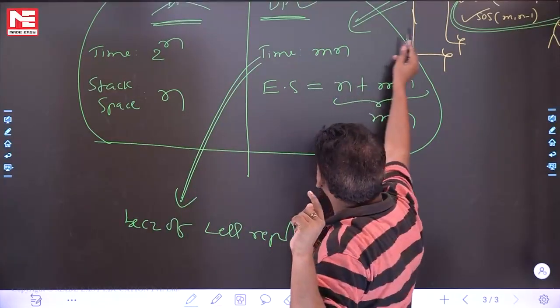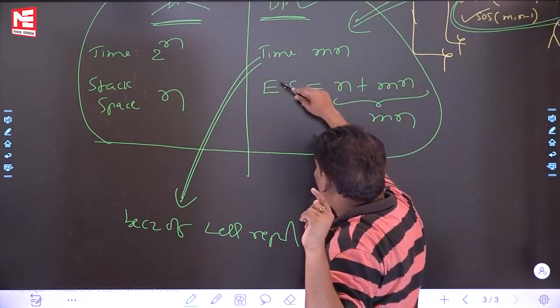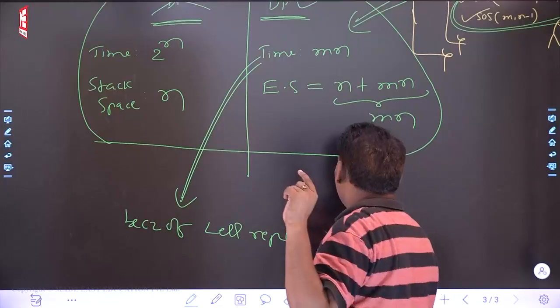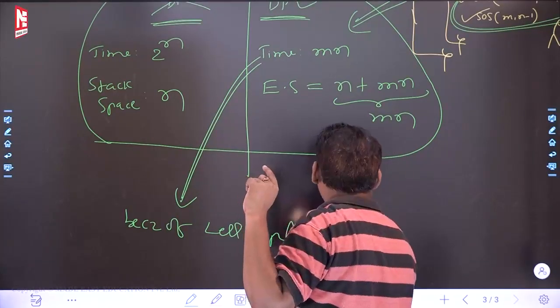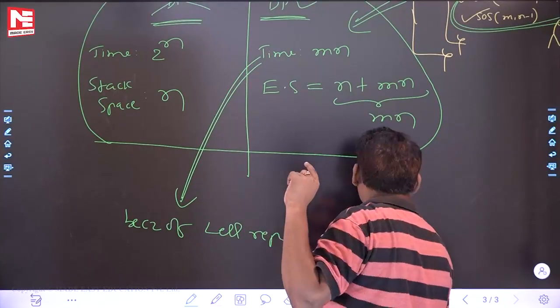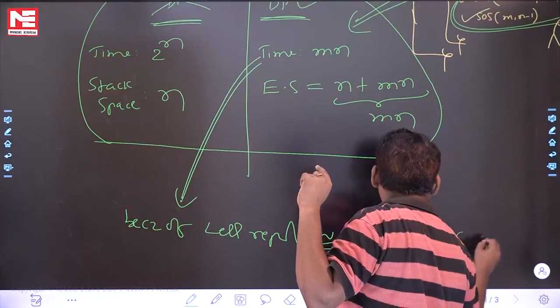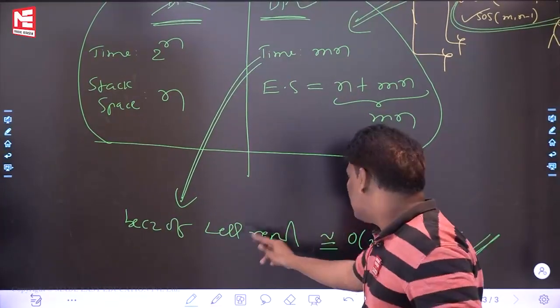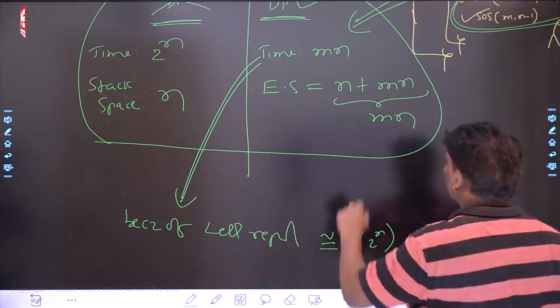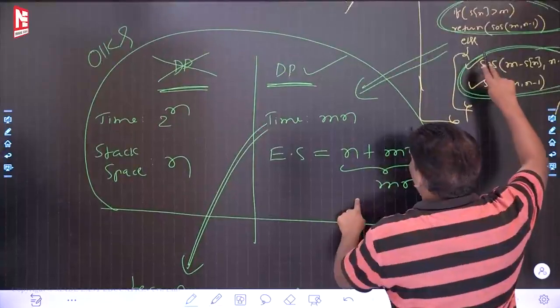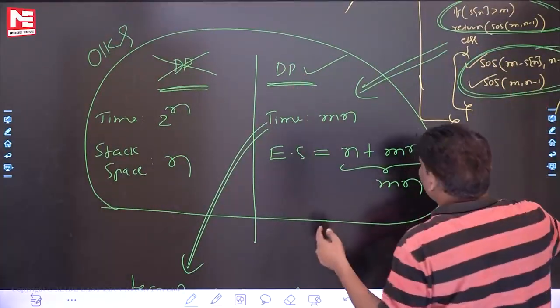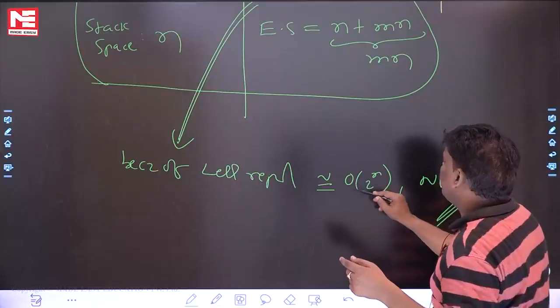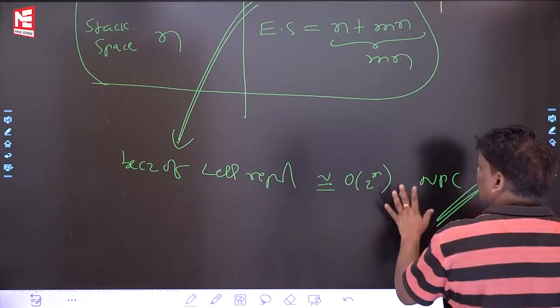Time complexity of the sum of subsets problem using dynamic programming is order of mn, which is approximately equal to order of 2 power n. So it is an NPC problem, as in the previous case, because of less repetitions.